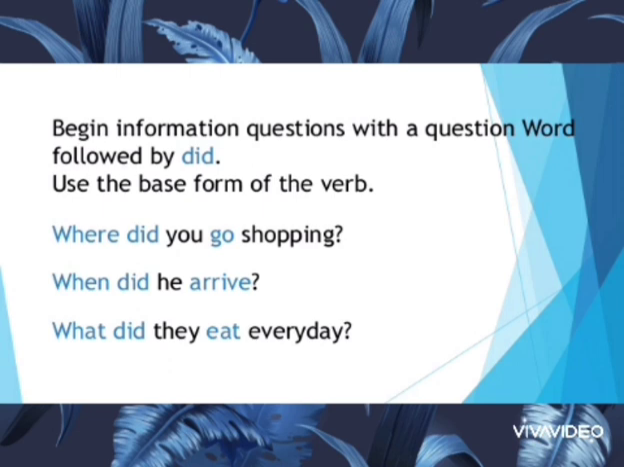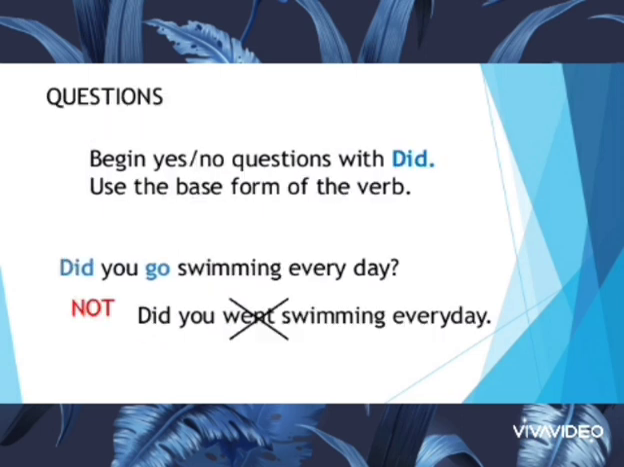Whenever you need to get any information, you have to frame the question with a WH word, and that will be followed by did. In the examples you can easily see that the auxiliary verb is used in the simple past form, and you have to use the present form of the main verb. Go, arrive, eat, these are the present forms of the main verbs, and did is the auxiliary verb.